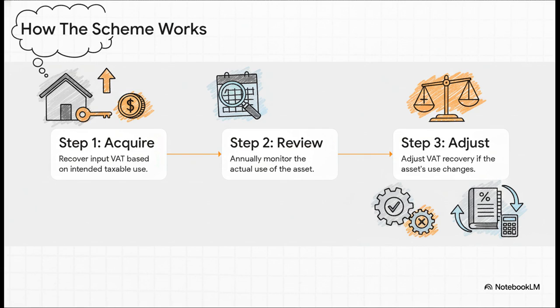So how does this thing actually work? It's basically a 3-step process you'll repeat. First, when you buy the asset, you claim back the input VAT based on how you plan to use it for taxable purposes. Simple enough, but then comes step 2, and this is the ongoing part. Every single year, you have to review how you're actually using the asset. And that leads to step 3. If the use changes, say you turn a standard-rated office into an exempt apartment, you have to make an adjustment. That might even mean paying back some of that VAT you claimed at the start.